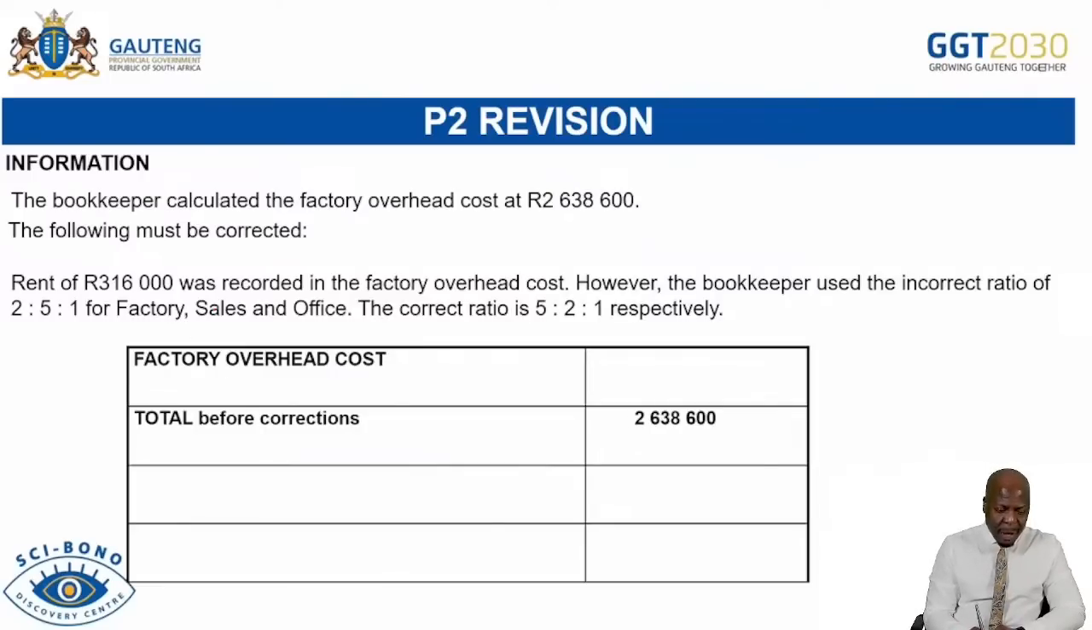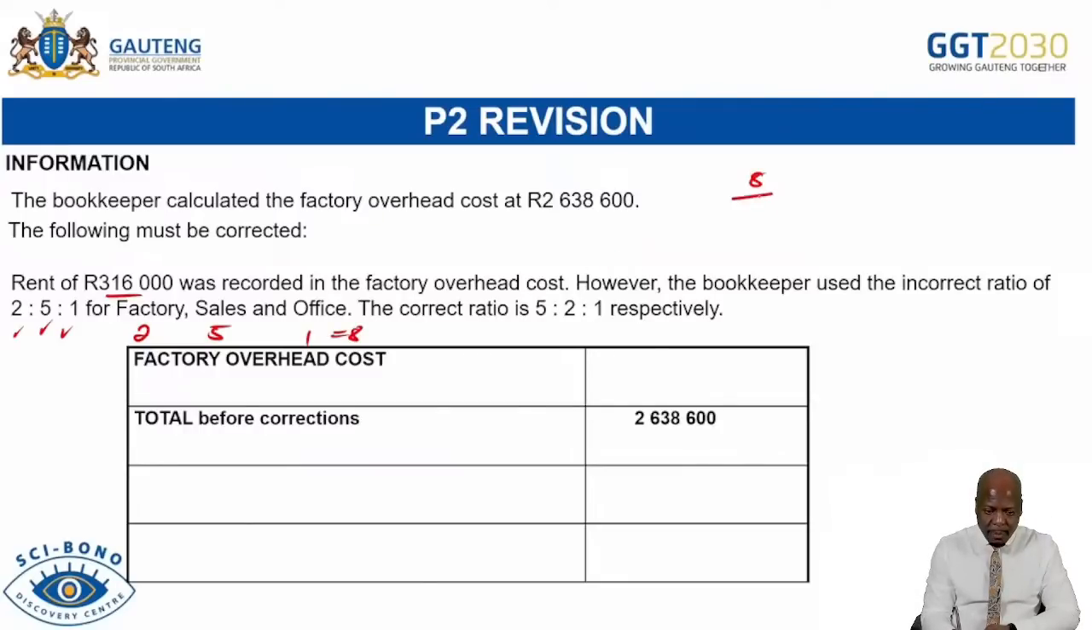Rent of 316,000 was recorded in the factory overhead cost. However, the bookkeeper used the incorrect ratio of 2:5:1 for the factory, the sales, and the office. That means the 2 is here, the 5 is here, and the 1 is there. Okay, rent was recorded in the factory overhead cost. So it means the easiest way, let's get to the original rent amount before it was allocated. So if I say 2 plus 5 plus 1, that gives me what? That gives me 8. So the total rent was 8.